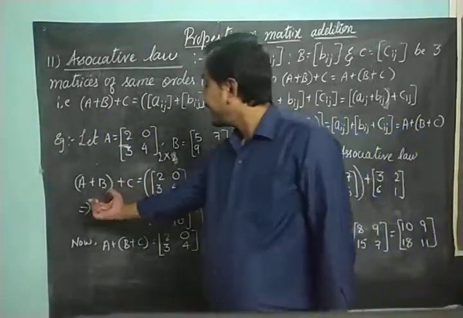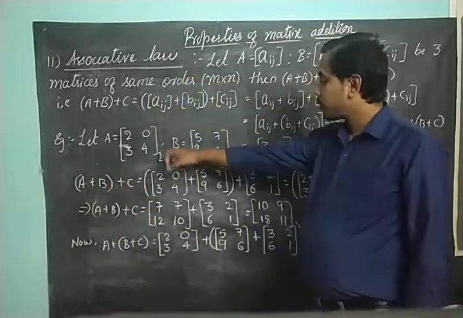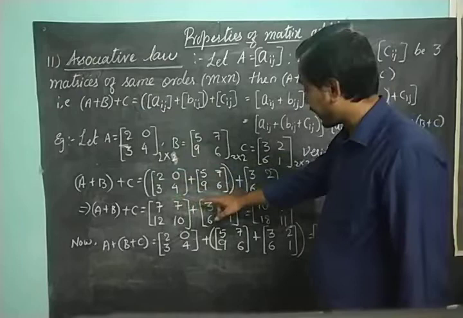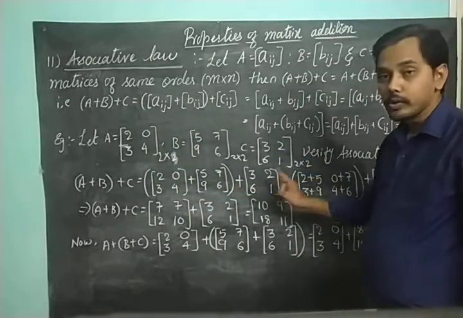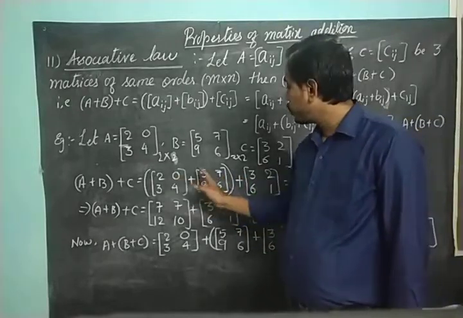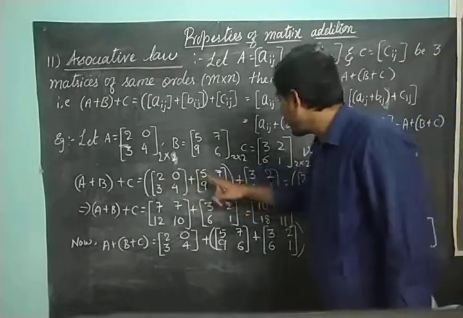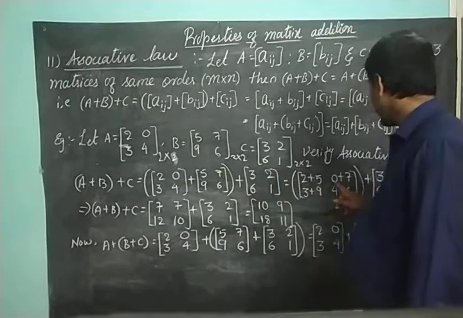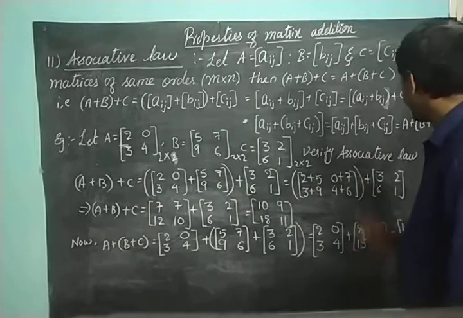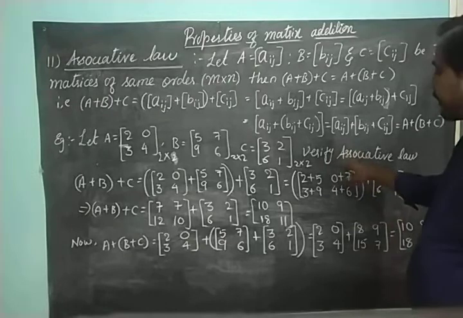So what is (A + B) + C? A plus B is in the bracket, so let us evaluate that one first. A is 2, 0, 3, 4. B is 5, 7, 9, 6, that is there in the bracket. Plus what is C? 3, 2, 6, 1. Now let us simplify the matrices inside the bracket. 2 plus 5, then 0 plus 7, then 3 plus 9, and then 4 plus 6. Plus what is outside, that is matrix C: 3, 2, 6, 1.